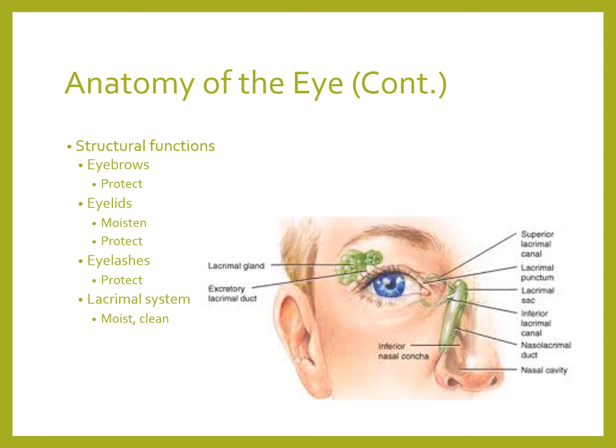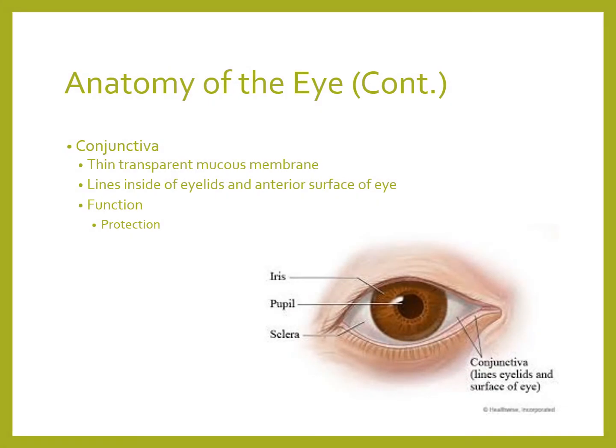The eyebrows, eyelids, and eyelashes all help to protect the eye. The lacrimal system produces, distributes, and removes tears, which help keep the eye moist and clean. The conjunctiva lines the inside of the eyelids and the globe. It's a thin, transparent mucous membrane. Its function is just to protect the eye. You might be a little familiar with conjunctivitis, a relatively common eye disorder. If you think back to your midterm days, you'll remember itis means inflammation, so it's just an inflammation of the conjunctiva.